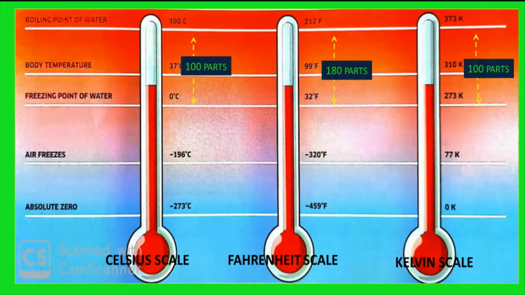Similarly, in the Fahrenheit scale, we defined the freezing point of water as 32 degrees Fahrenheit and the boiling point of water as 212 degrees Fahrenheit, and between them we made 180 equal parts, and each part is called 1 Fahrenheit. The Kelvin scale is just a modified version of the Celsius scale, where we defined minus 273 degrees centigrade as 0 Kelvin. Here also we make 100 equal parts, so each division in Kelvin is equal to each division in the centigrade scale.